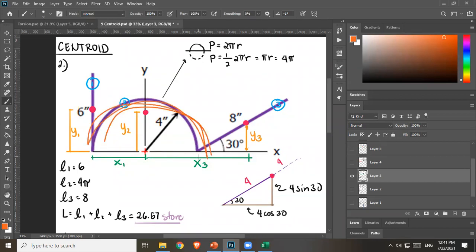Next, semicircular arc. We have an equation for that. It's just pi r. If you forgot the equation of the length of a semicircle or semicircular arc, remember, the perimeter of a circle is 2 pi r. This is a semicircle, so we divide that by 2. So 1/2 of 2 pi r, that's just pi r. So that's just 4 pi, since the radius here is 4. And then length 3 is also given, 8. Then just add all of those lengths, you get 26.57, and then store that in your calculator.